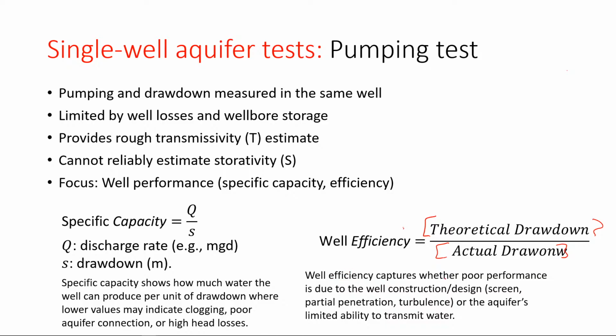So well efficiency captures whether poor performance is due to well construction, like design, like screen puncture, or the aquifer's limited ability to transmit water. So basically, sometimes your poor performance is not due to the aquifer's ability to transmit water, but it's just poor well construction or design. And you can get this from a single aquifer test. A single aquifer test might provide information about this.